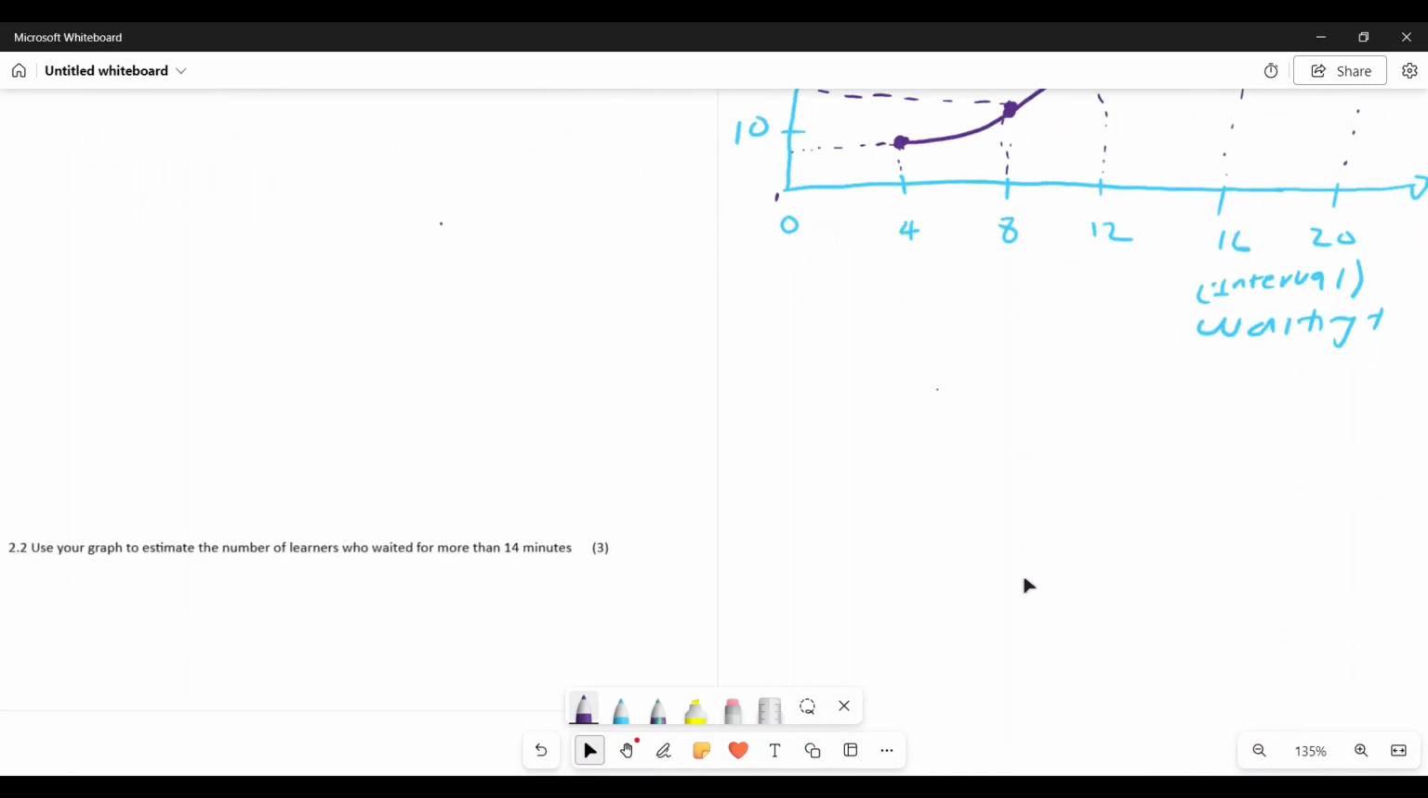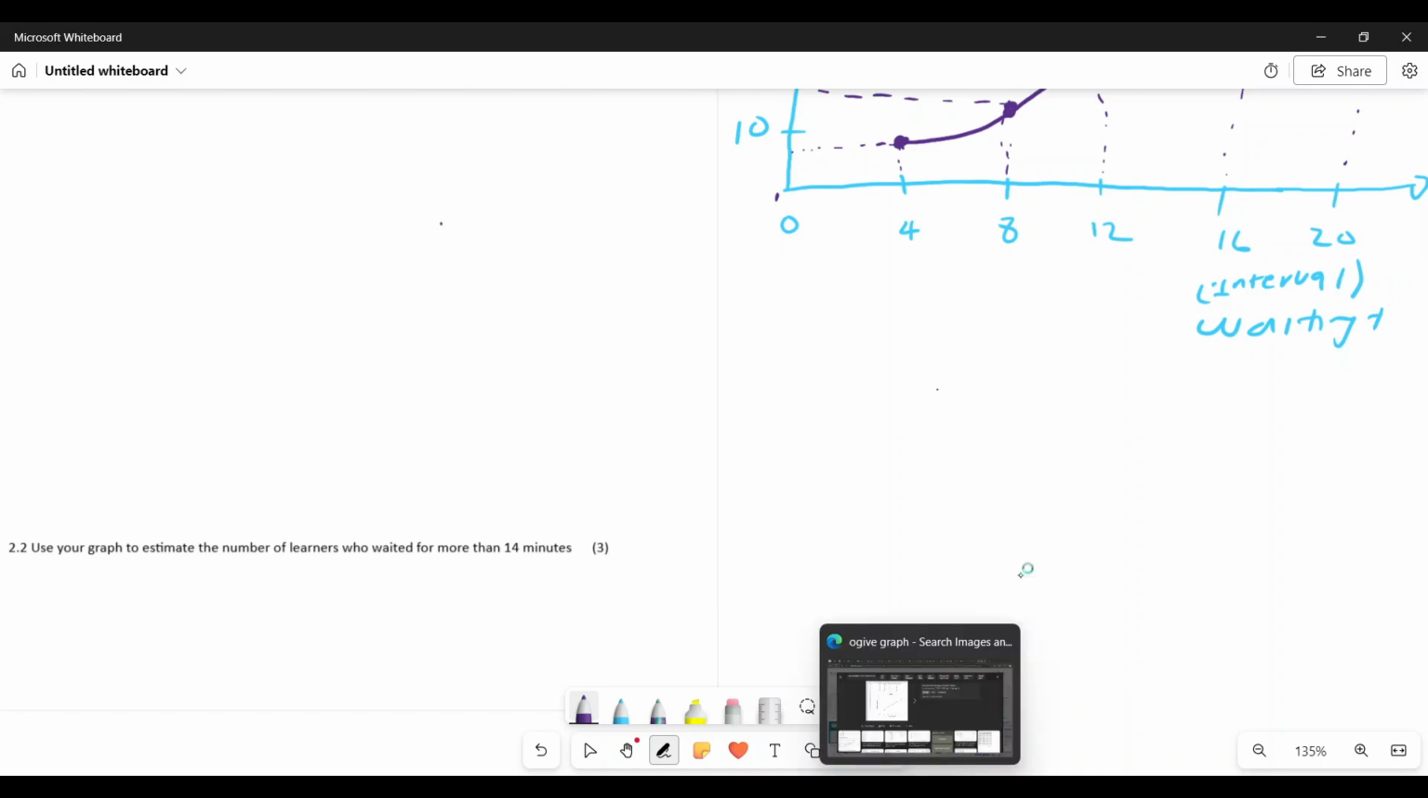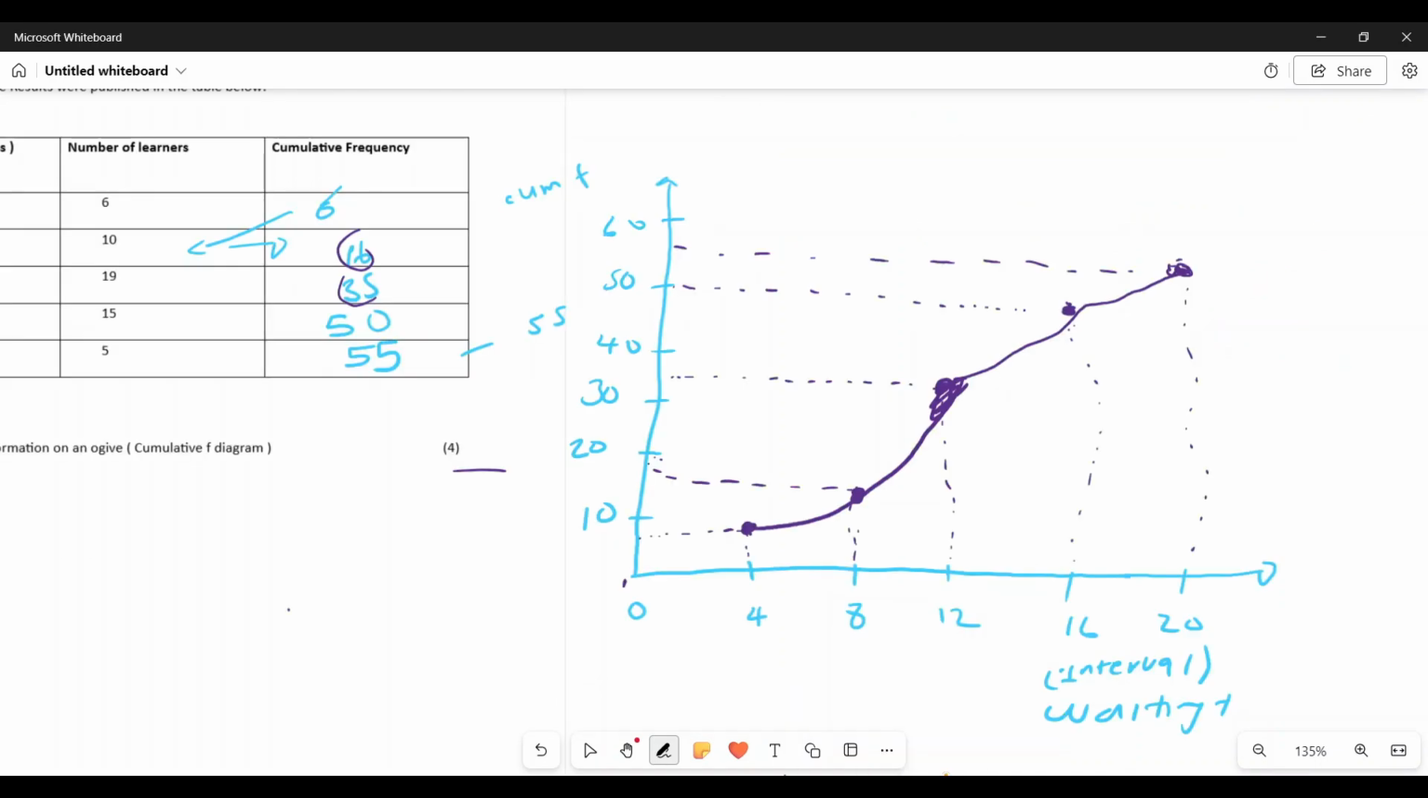Now, using your graph, estimate the number of learners who waited for more than 14 minutes. You would only be able to do this if your graph is up to scale. Remember, mine is not up to scale, but I'm just going to use my graph to try and determine the number of learners who waited for more than 14 minutes. First, I'm going to try and locate the 15 minutes. So the 15 minutes should be somewhere here. And remember, they said more than 15 minutes.